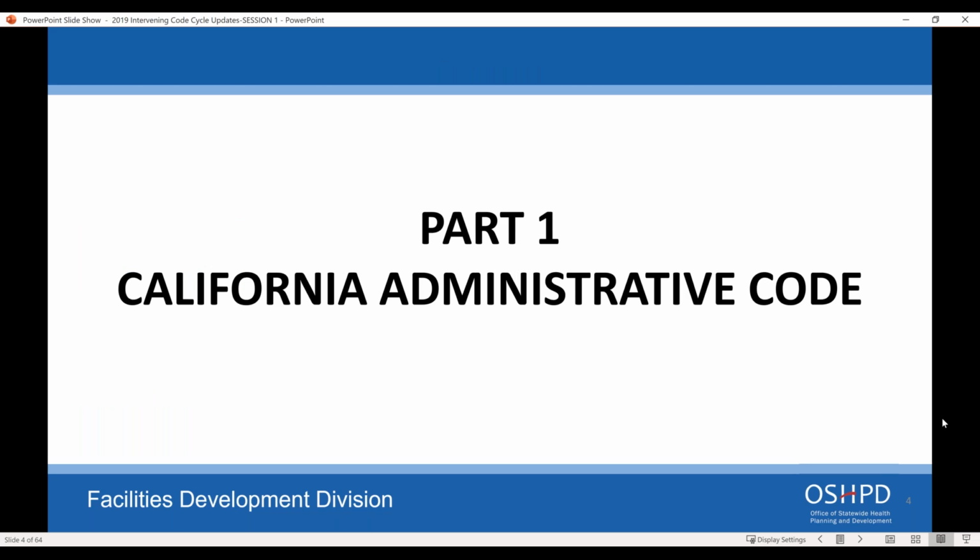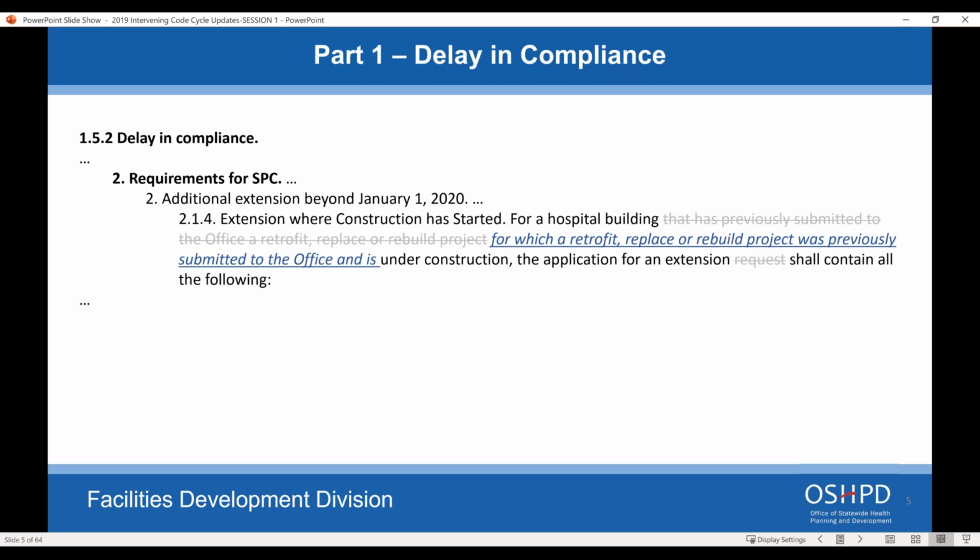So that's just for reference only. Okay. So let's start with part one, administrative code. And there's a little bit of a lag on here, so just bear with us on the change of the slides. First thing we're looking at is the requirements for SPC. What we're doing is removing the language for submitting an application for an extension, because that date has expired and is as of January 1st, 2020. And so just the wording is changed so that if it was in progress, this is what you do. So it's just really a change in tense here.